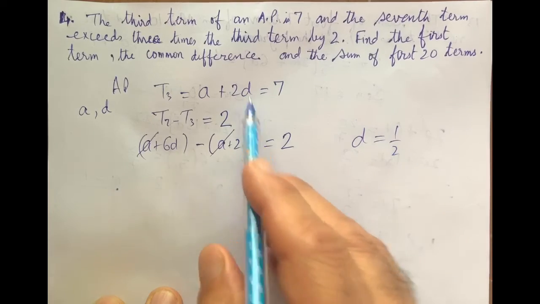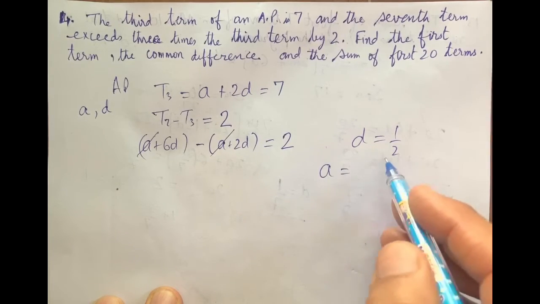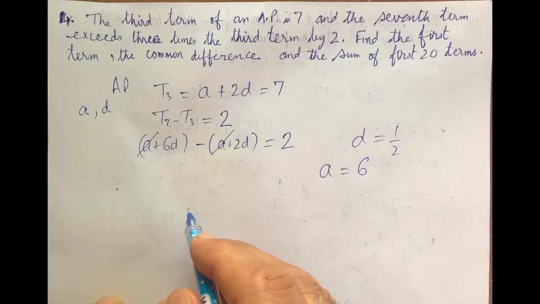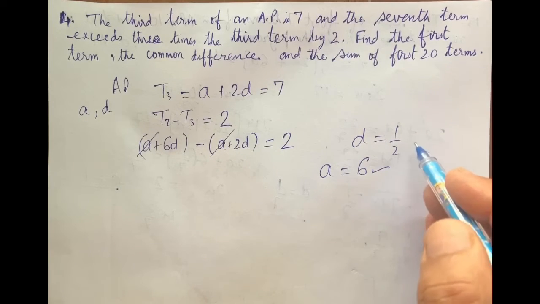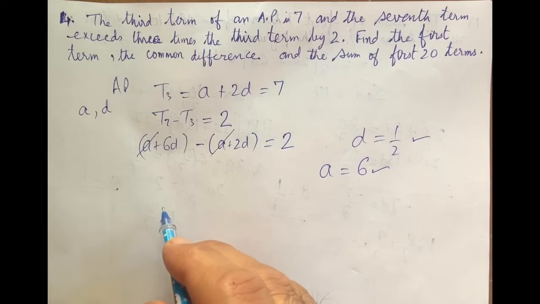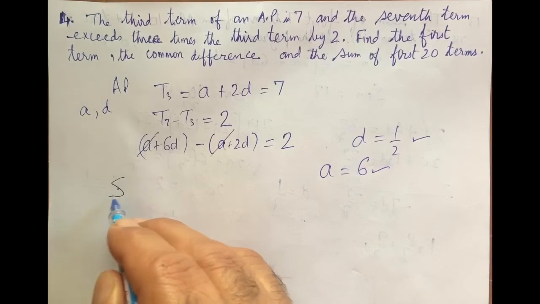Substitute value of D here, we get A is equal to 6. Now we have to find the first term. This is the first term. The common difference is 1 by 2. What about the sum of first 20 terms?